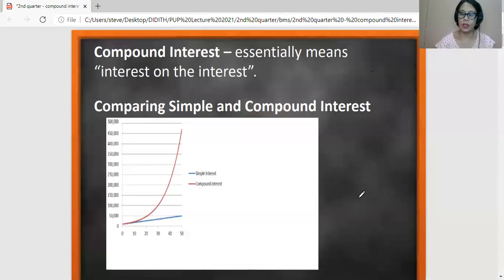Hi there, grade 8. Our topic for today is compound interest.